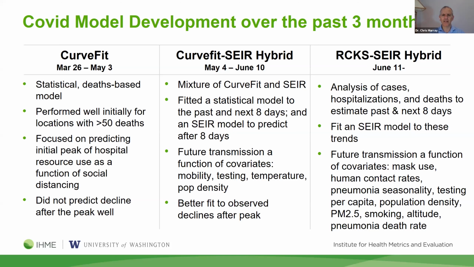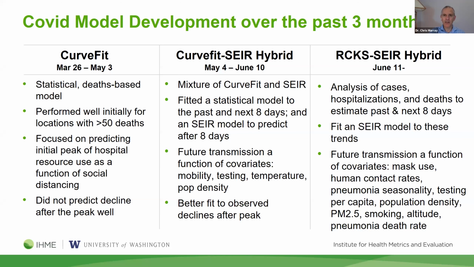And in that model, there were four predictors that we found at the time: mobility, testing, temperature, and population density. And this did a much better job, in fact, as I'll show you at the end, outperformed other publicly available models in at least 4 week forecasts.